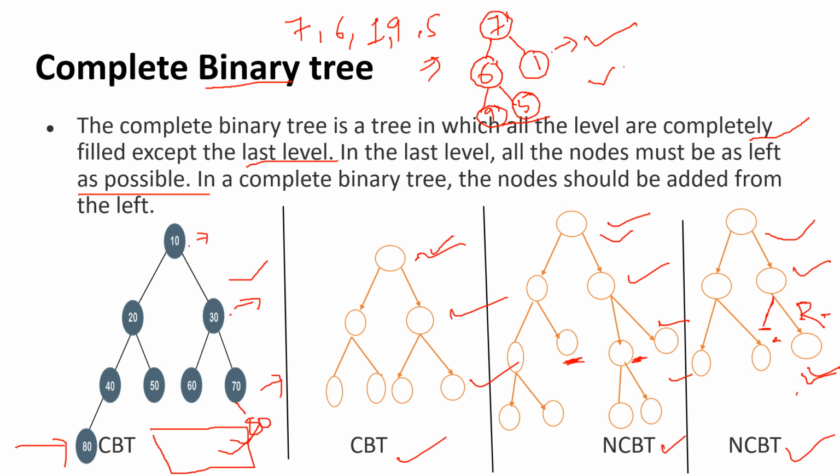And look at this tree: level is filled, level is filled, and the last level was not filled, but 80 is the left child of 40. Because of that it's a complete binary tree. If 80 were the right child of 40, then this would also become not a complete binary tree. So try to understand what a heap follows. While performing insertion, it always inserts from left to right, and it fills all the levels except the last level.